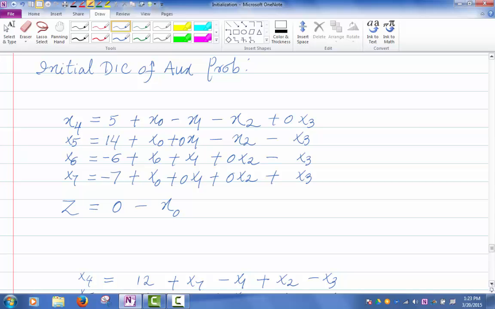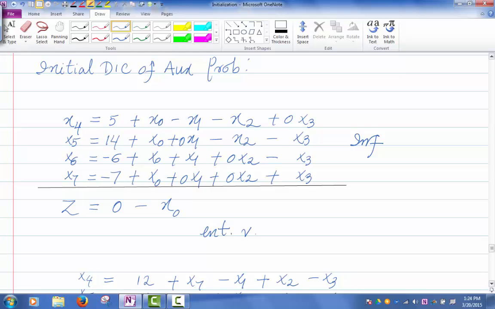Okay, so I have the initial dictionary, which is infeasible, right? This dictionary is at this moment infeasible because I have some negative numbers there. Now, what is the first, what is my entering variable at this stage? Can someone tell me what's the entering variable?